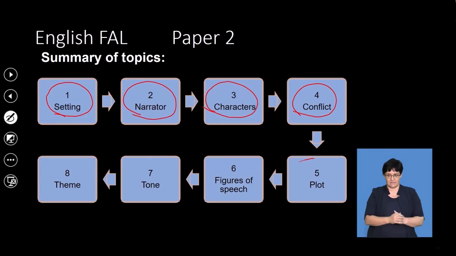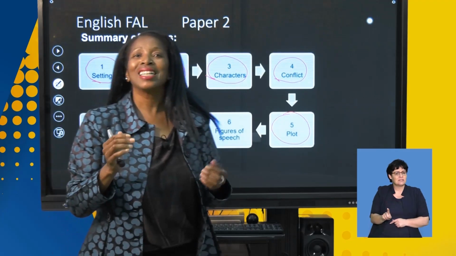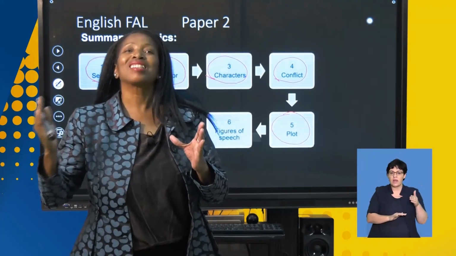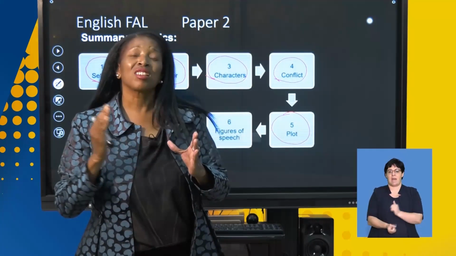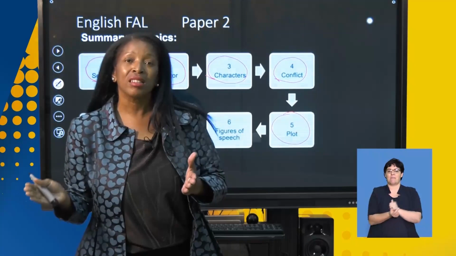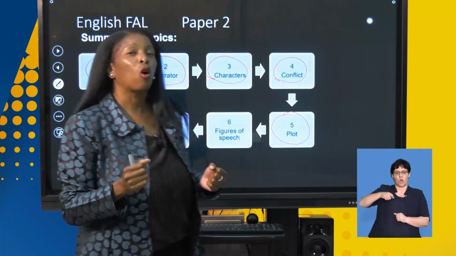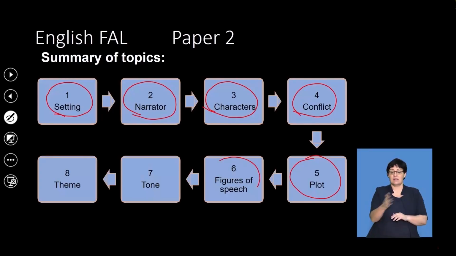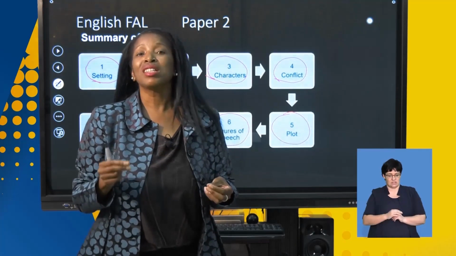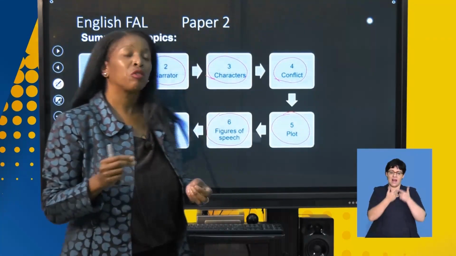And then, of course, I remember we spoke about plot, which is basically how the story is sequenced. The story has a certain sequence of events, and so this is what we call plot. Number 6 are your figures of speech. We will go in depth with this because today our lesson is mostly about figurative use of language.